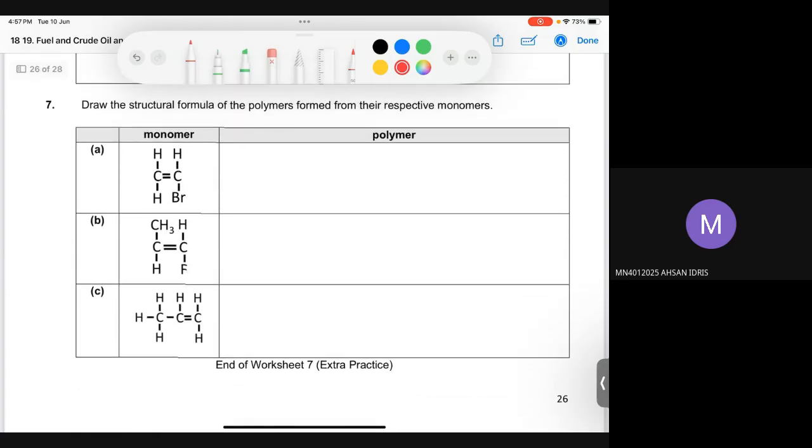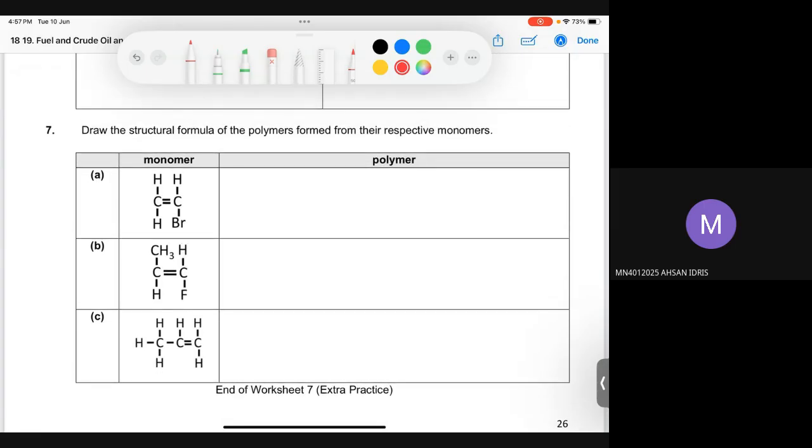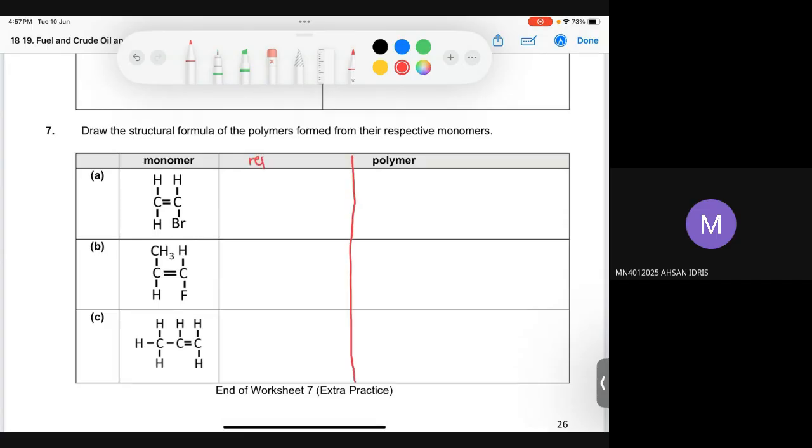Okay, so for this particular question 7, can you just do me a favor? Instead of monomer to polymer, can you just draw a thing here and write down here repeating unit? Okay, repeating unit. So for the rest of today, really like that. That's it. Short and sweet.